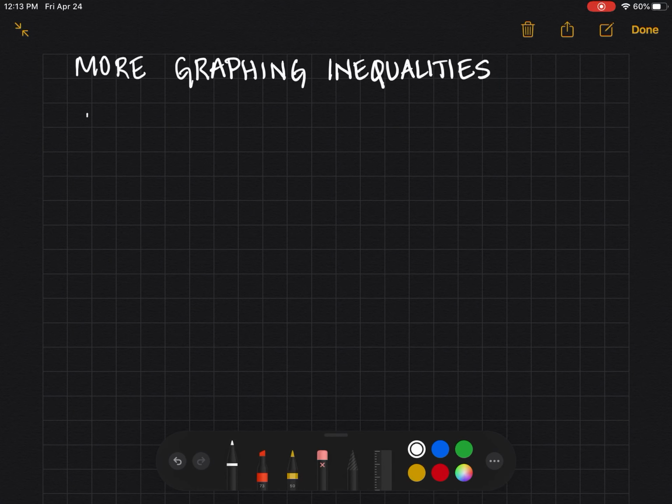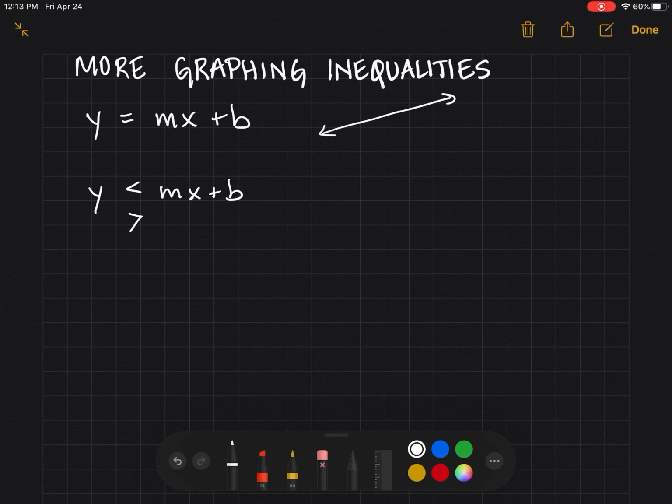Okay, so we have done y equals mx plus b when we have graphed lines. Just to give you an example here. Yesterday we did y is less than or greater than mx plus b. And in that case, we did a dotted line, right? Because we talked about how the points on that line were not actually a solution for this inequality.